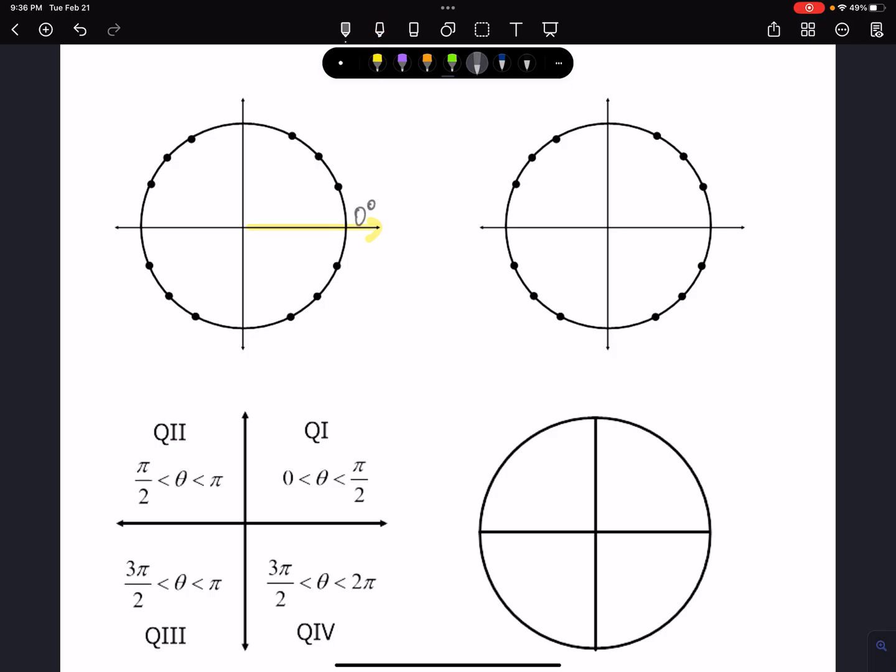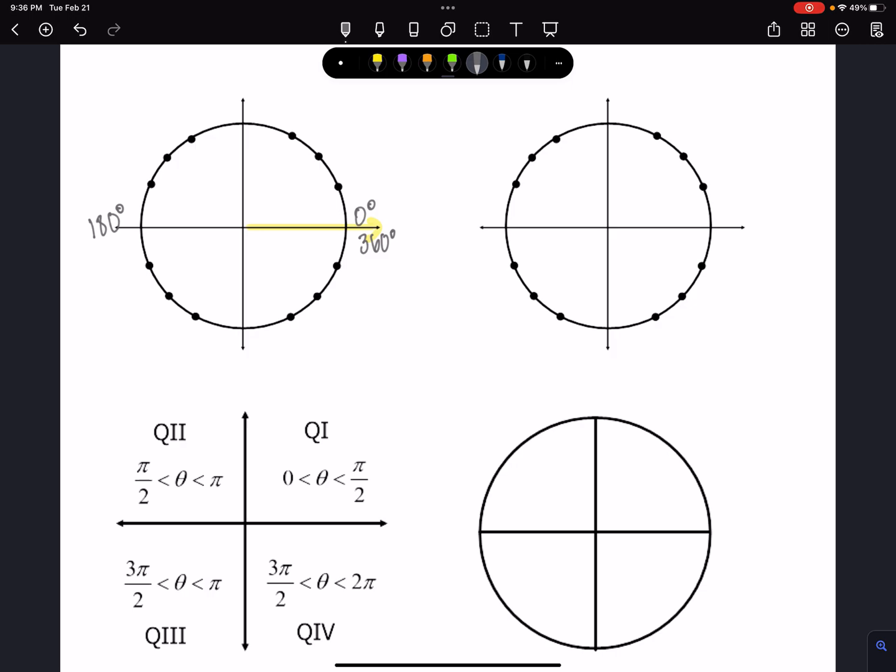So if I don't move at all, I'm at 0 degrees. And if I go all the way around the circle, I'm at 360 degrees. And now we're going to start cutting things in half. So we cut the 360 degrees in half, and that gave us 180 degrees.